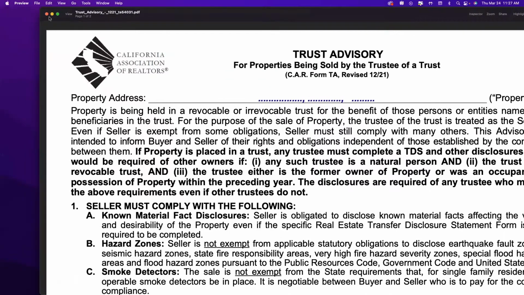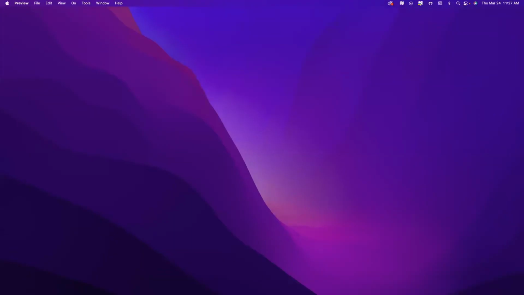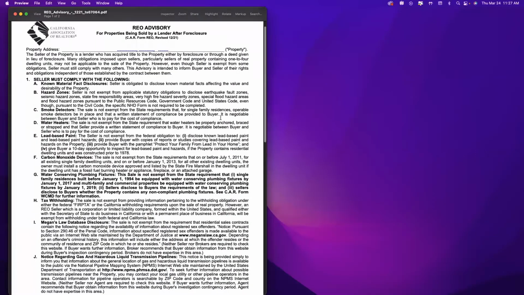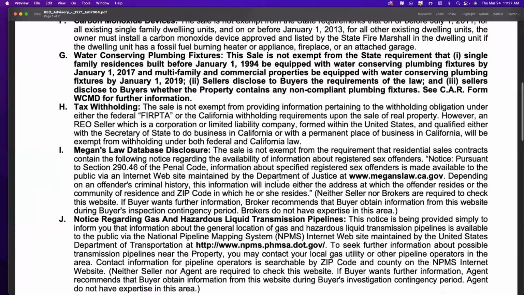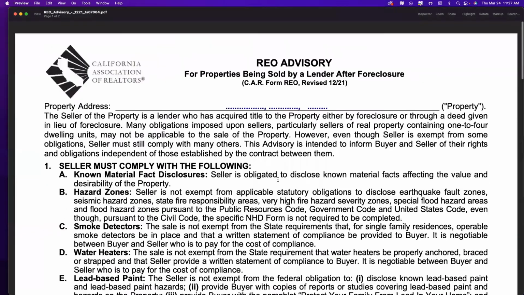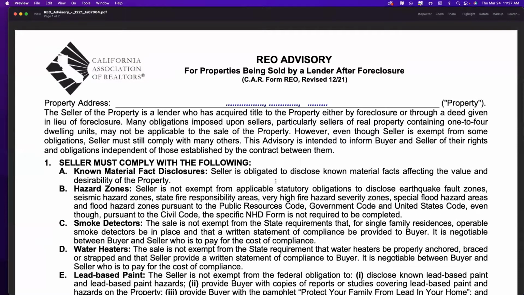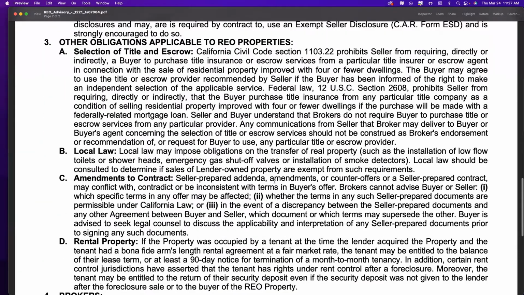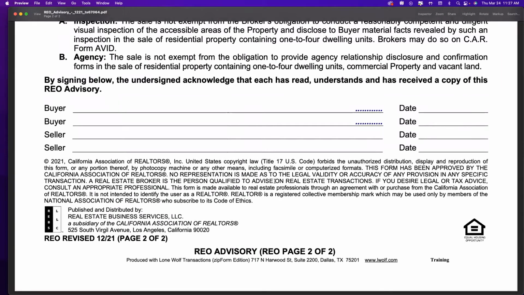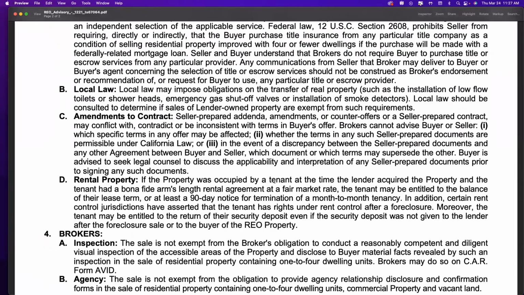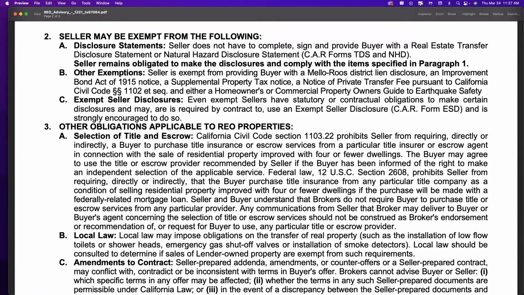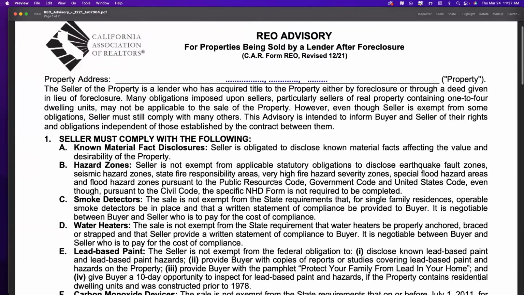And it's the same thing with the REO advisory. The terms and the things that are involved in an REO advisory are basically the same as the trust advisory. So again, this is just something that has to be delivered with your offer. When you're writing an offer on a REO, you include the REO advisory so that everybody is clear on what is required and what is not required, the obligations and the exemptions for those specific types of properties.